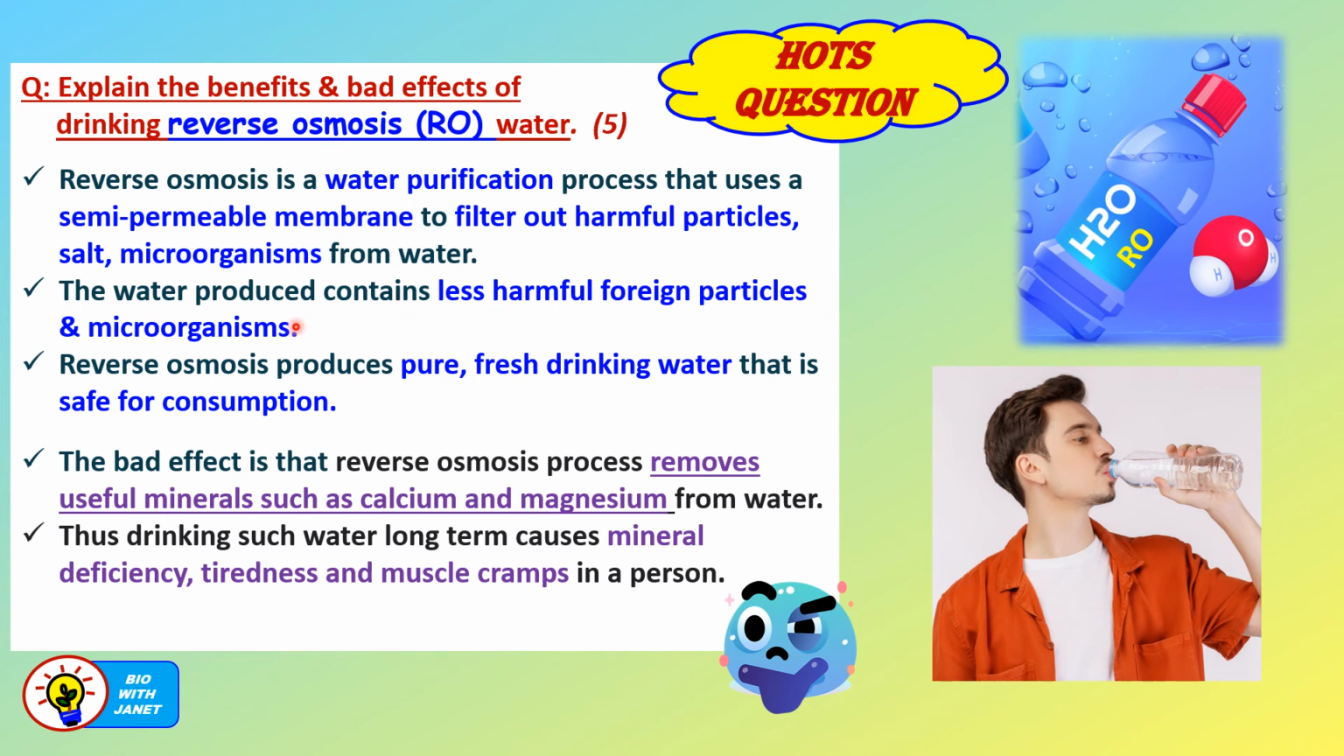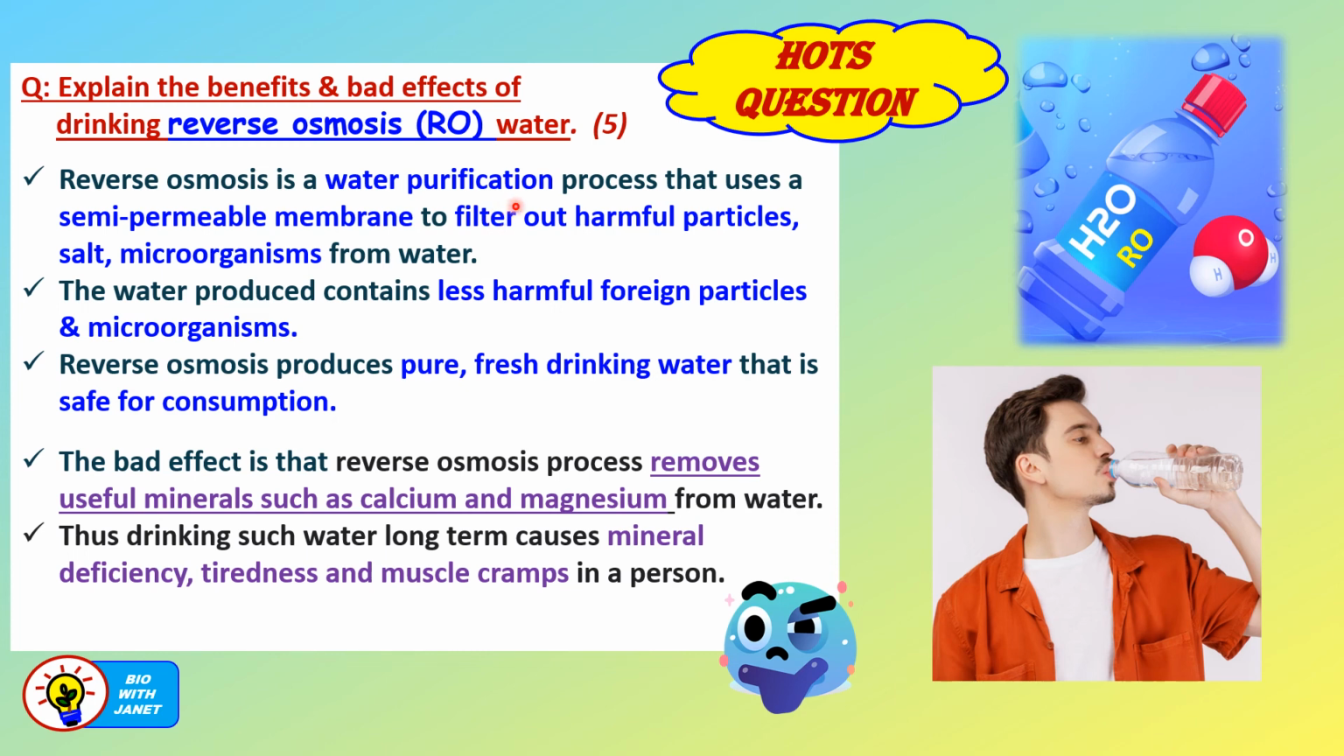After that, the fresh water produced will contain less harmful foreign particles and microorganisms because these particles have been filtered out by the semi-permeable membrane that prevents the particles from moving across it into the other side where the fresh water is produced. So reverse osmosis produces pure fresh drinking water that is safe for consumption.